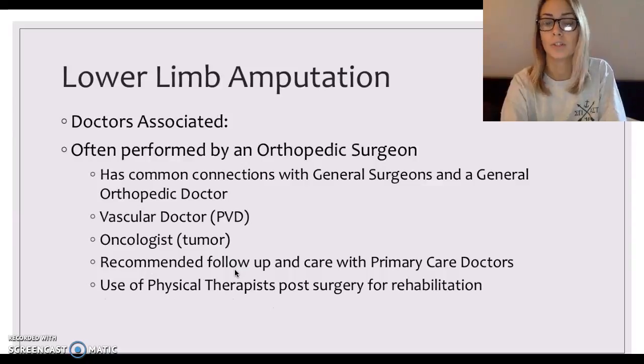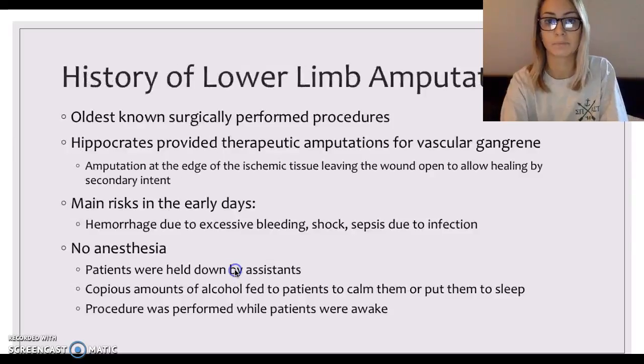There are many doctors associated with lower limb amputations. This is often performed by an orthopedic surgeon, but has common connections with general surgeons and a general orthopedic doctor. Vascular doctors could also be in connection if the patient has PVD, an oncologist if the patient has the amputation due to a tumor, and there is a recommended follow-up care with a primary care doctor. The use of physical therapists is also common for rehabilitative services.